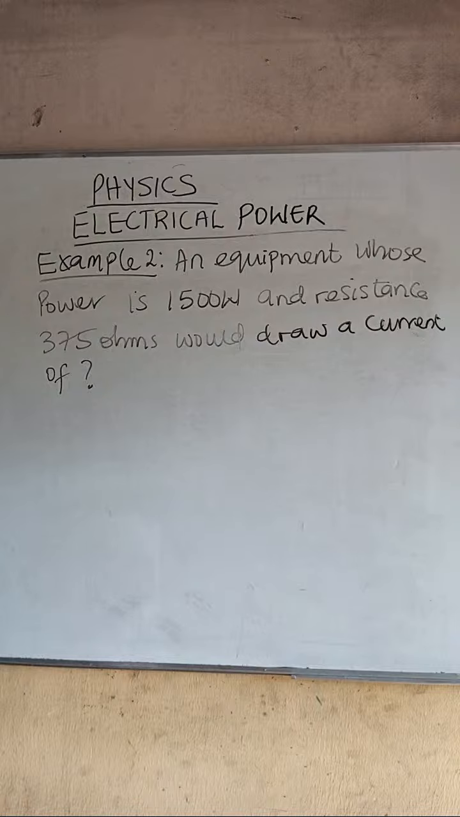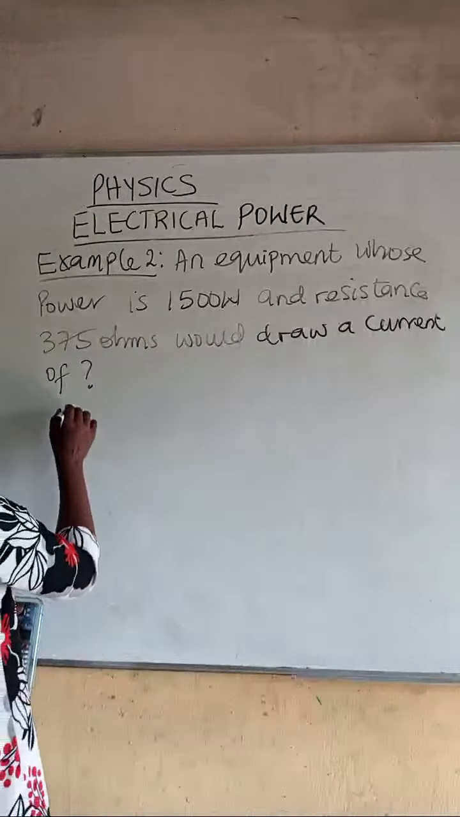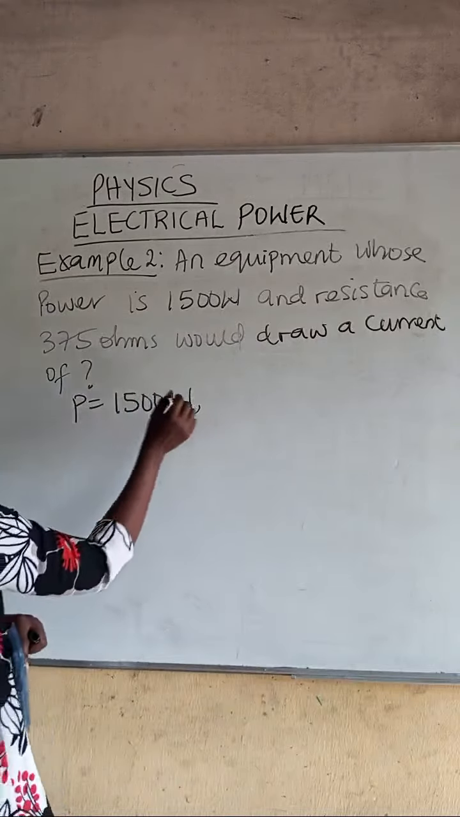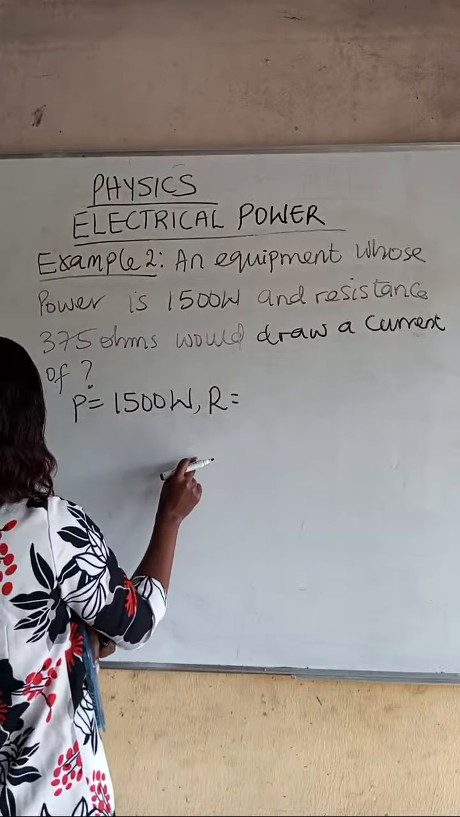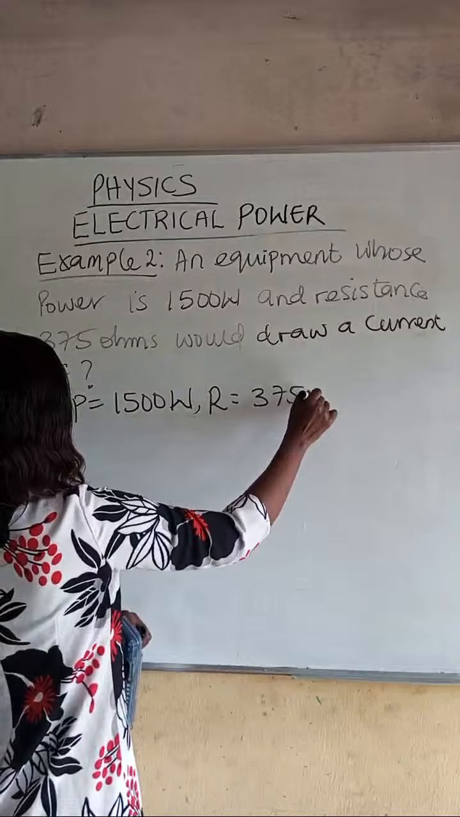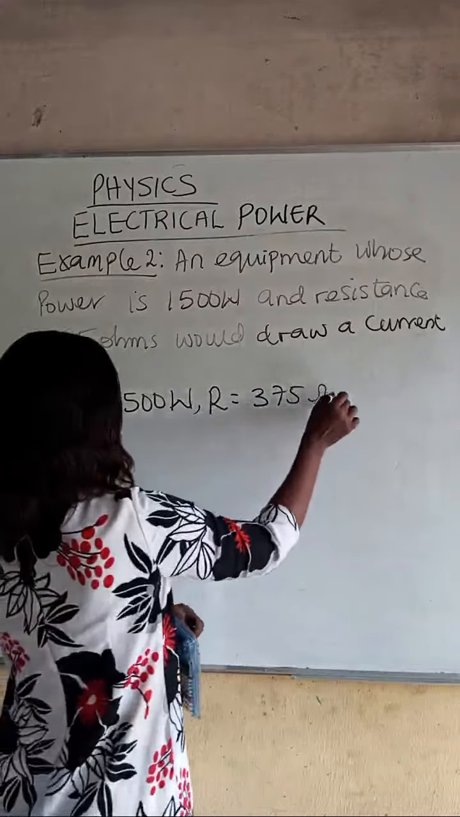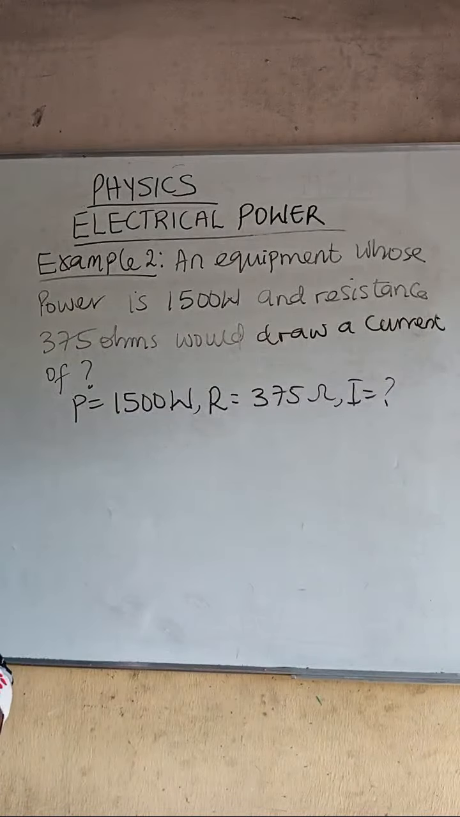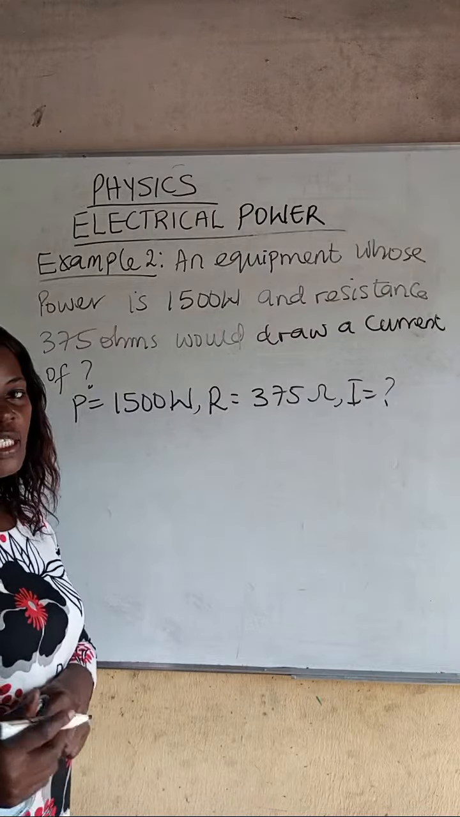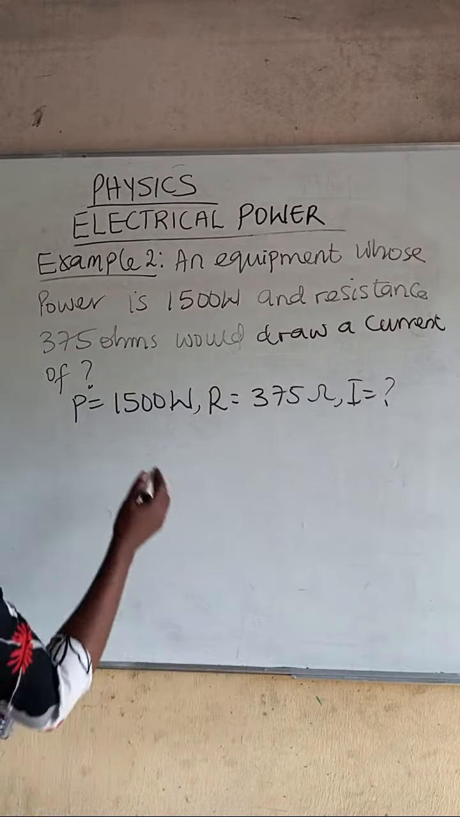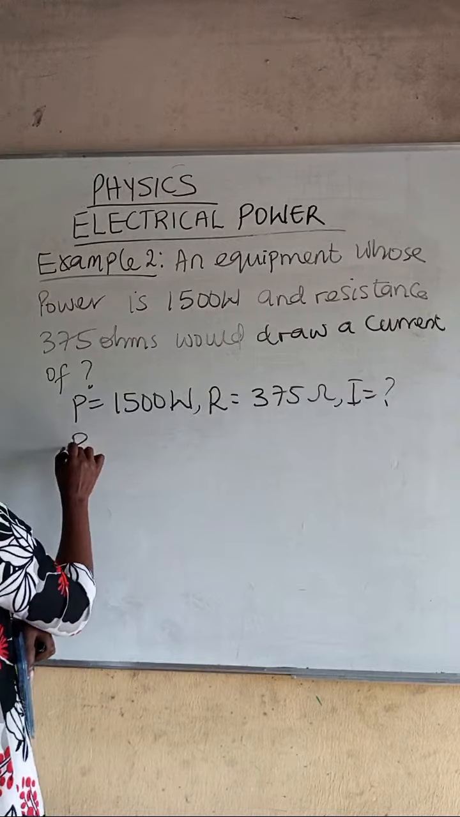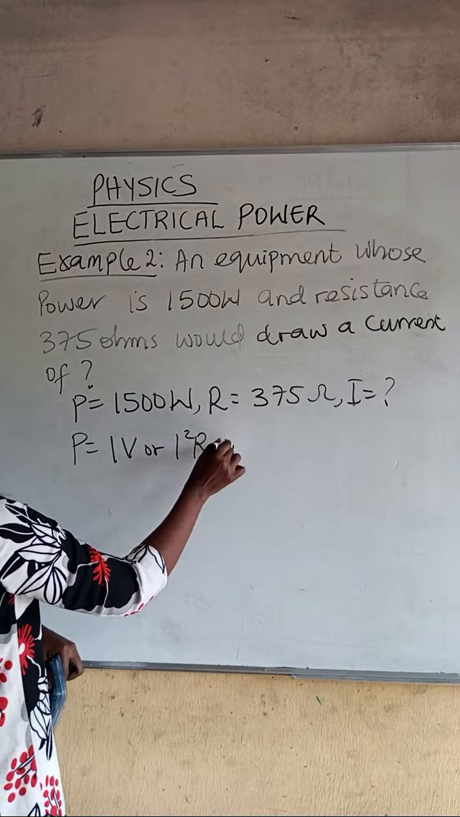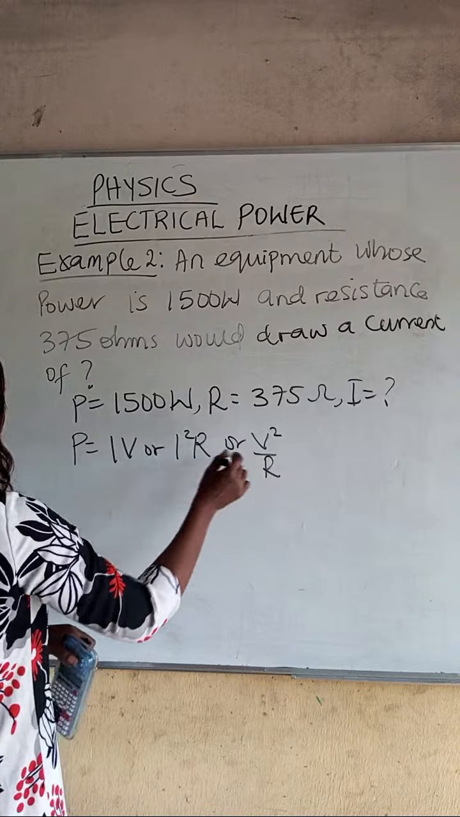So let's first state our parameters. Power is equal to 1,500 watts. The resistance is given as 375 ohms. We are looking for current. The first thing I'm going to do is state all the formulas of power and see the one that fits what we have. P is equal to IV or I squared R or V squared over R.